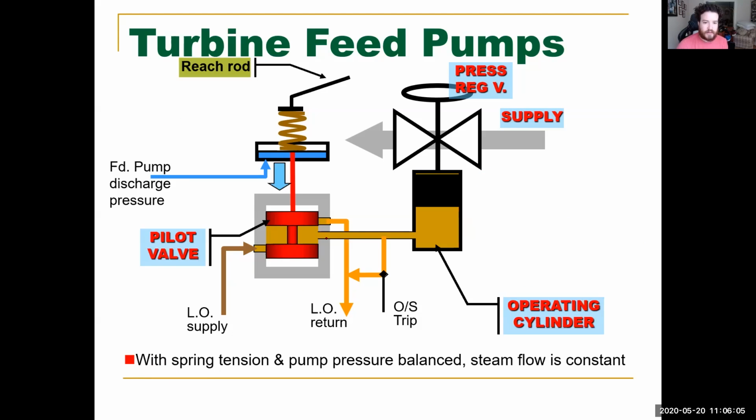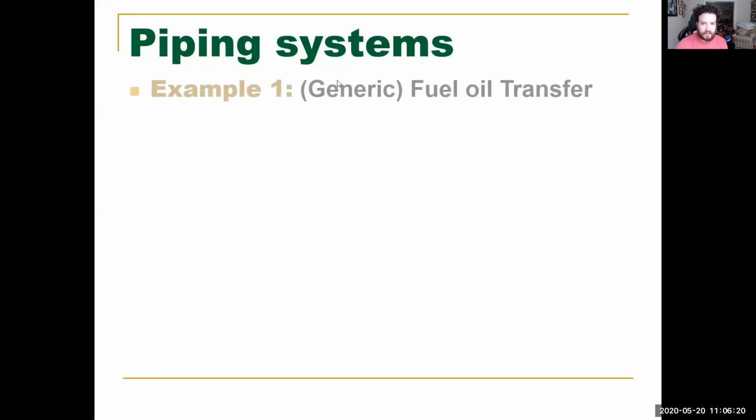All right. Now, last thing before we go, with spring tension and pump pressure balance, steam flow is constant. Overspeed trip drops operating piston and drops the steam flow. We went over all of that.